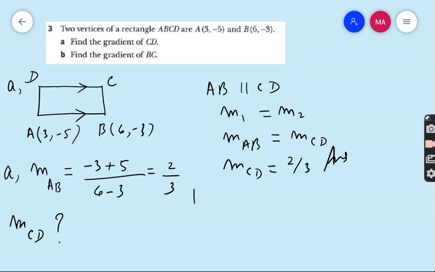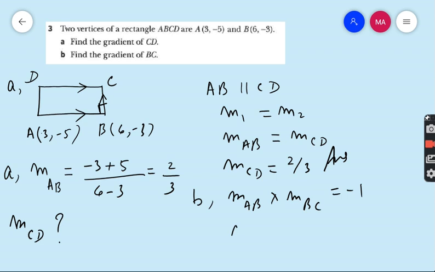Now come to part B. Find the gradient of line BC. This is the line BC. Very easy. Gradient of BC. So you can say the gradient of AB multiplied by the gradient of BC should be equal to -1. Why? Because these two lines are perpendicular. In a rectangle, all angles are 90 degrees. So line AB and line BC both are perpendicular.